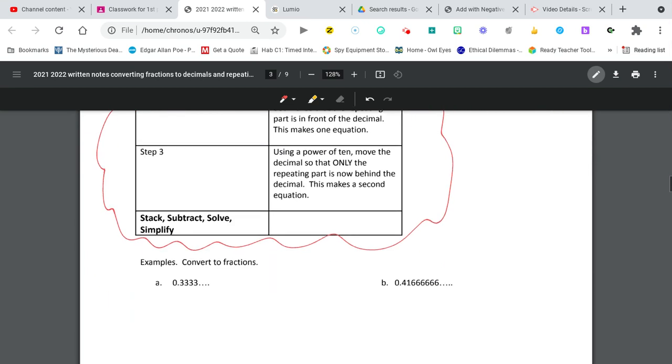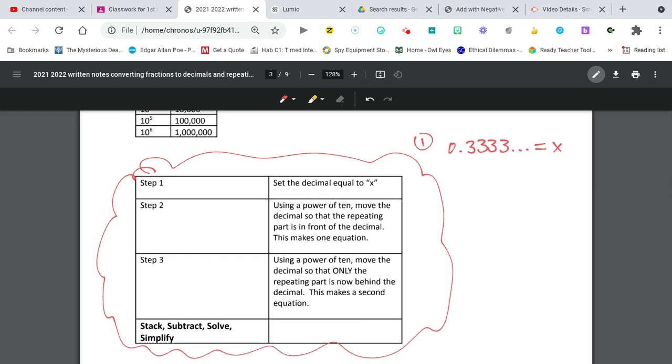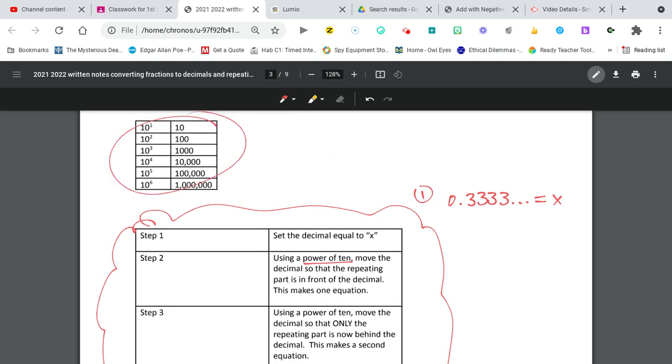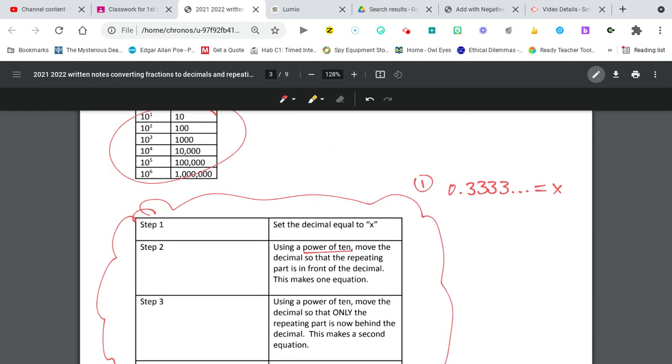I'm working example A down here. So we're just going to follow the steps. The second thing you would do is use a power of 10, one of these. Using the power of 10, move the decimal so that the repeating part is in front of the decimal. So I just need one piece of the repeating part. So like right here, on this one, only the 3 is repeating.